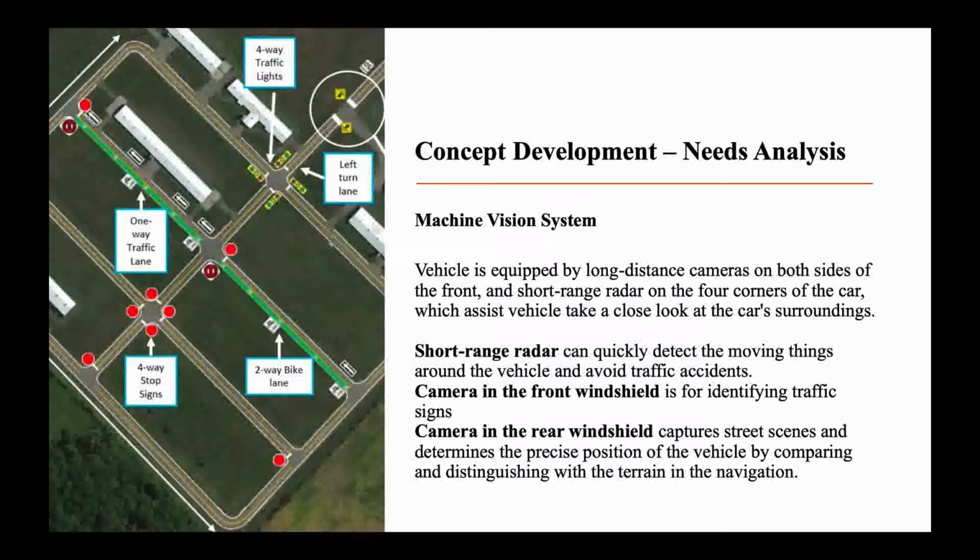For the machine vision system, engineers equip the vehicle with long-distance cameras on both sides of the front and short-range radar on the four corners of the car, which assist the vehicle to take a close look at the car's surroundings. Short-range radar can quickly detect the moving things around the vehicle and avoid a traffic accident. The camera in the front windshield is for identifying traffic signs, and the camera in the rear windshield captures street scenes and determines the precise positioning of the vehicle by comparing and distinguishing with the terrain in the navigation.